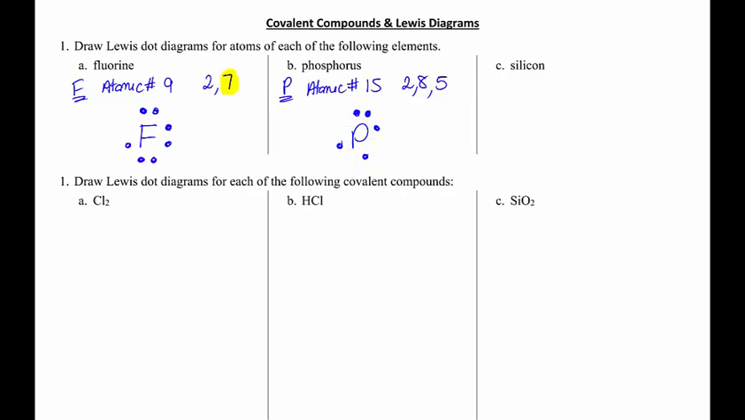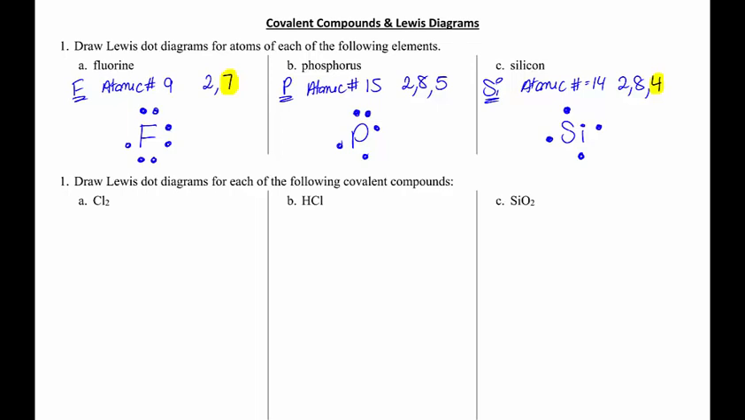Last one, silicon. So the atomic number of silicon is 14. So 2 electrons in the first energy level, 8 in the second, that's 10, so there's 4 left over. So that 4 is what we want to represent. So we write Si, 1, 2, 3, 4.